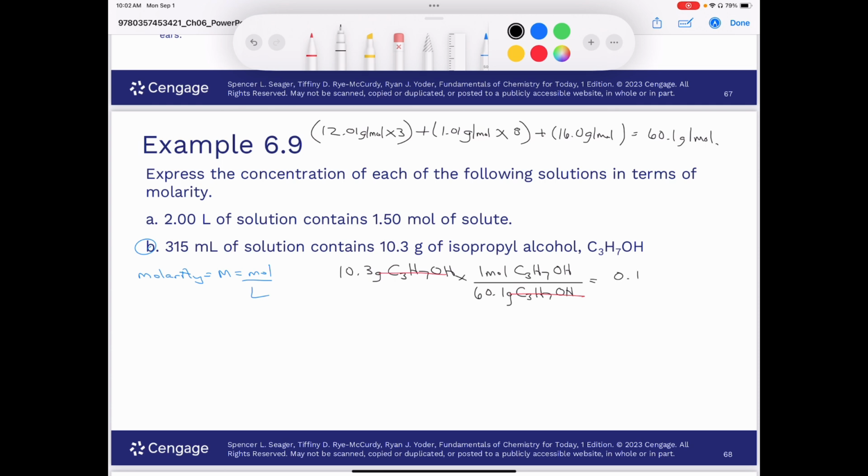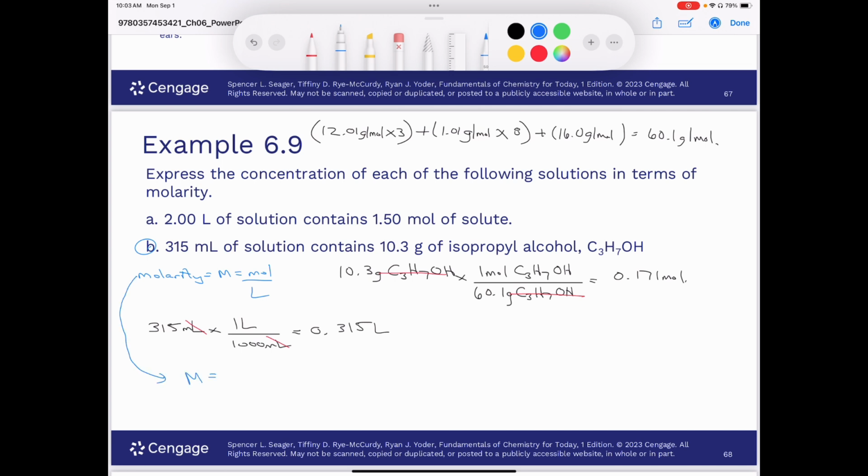0.171 moles. Then to convert the number of milliliters into liters, hopefully you remember there's 1,000 milliliters in 1 liter. So we're going to say 315 milliliters, and in 1 liter we have 1,000 milliliters. And so the mils cancel out, and we're left with 0.315 liters. And now we can take both those numbers and solve our problem.